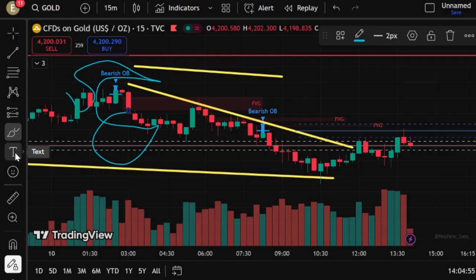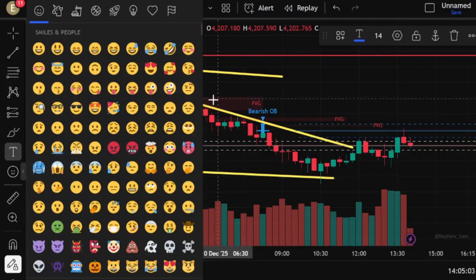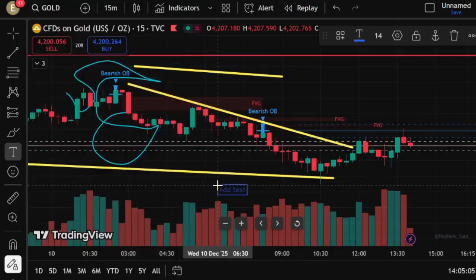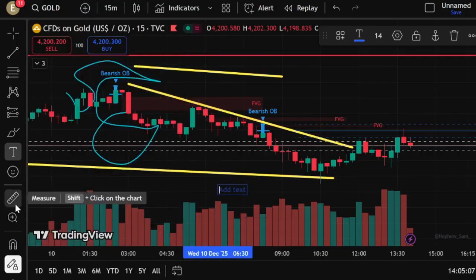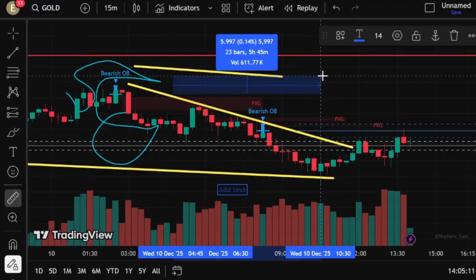Text. This is where text is. If you want to write something, you can write whatever you want there. Then maybe you need an emoji or icon. This way you have it. I just need to take time and do this so that you don't miss it. You want a ruler? There's a ruler here. You can use it to measure from year to year, whatever it is. You see for yourself.